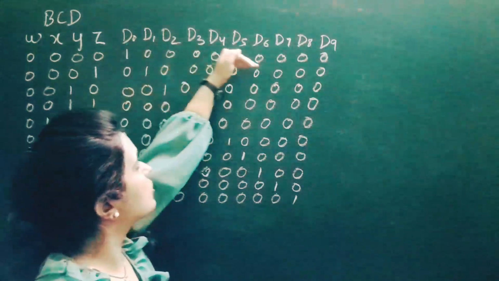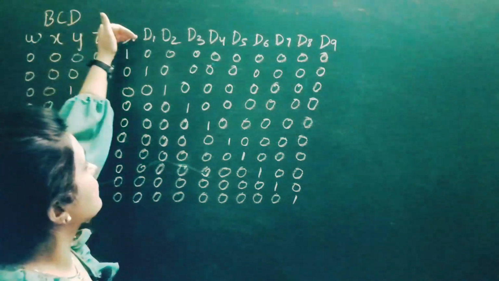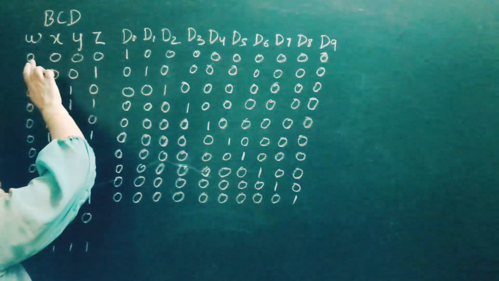These are the 10 outputs and these outputs depend on the value of W, X, Y, Z. As we can see, D0 also depends on the value of W, X, Y, Z.